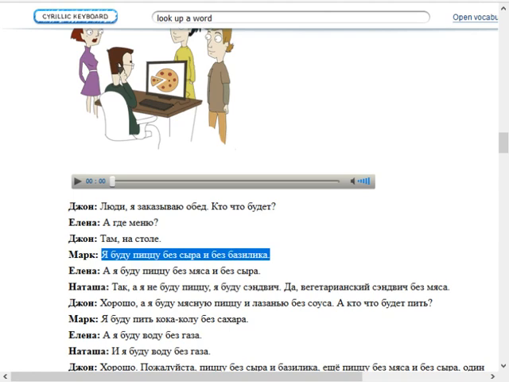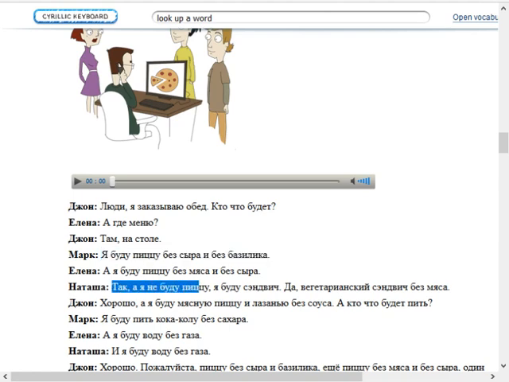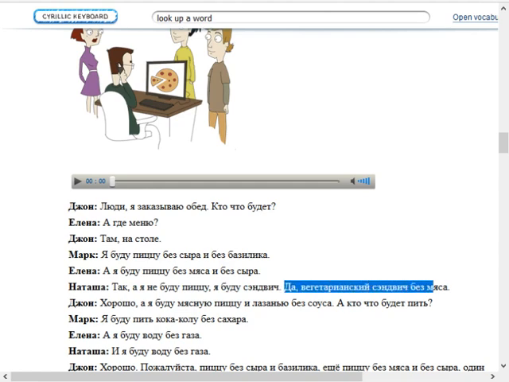And then Yelena wants pizza без мяса и без сыра. Pizza without meat and without cheese. Again, what do you have on the pizza then? Then you just have flat bread with tomato sauce on it. Okay. Так, а я не буду пицца, я буду сэндвич. She wants to order a sandwich. Да, vegetarianский сэндвич без мяса. I think that's a bit redundant.